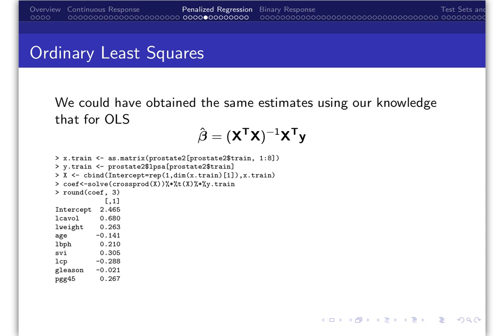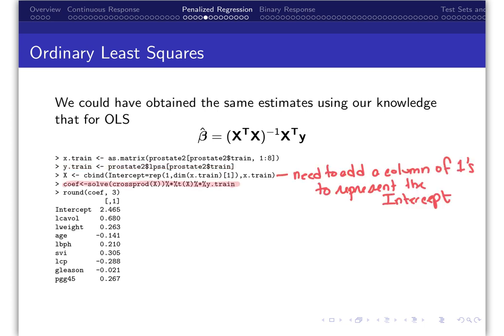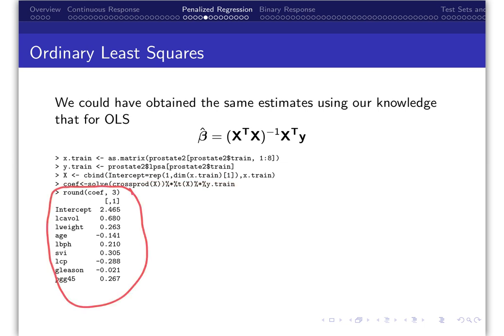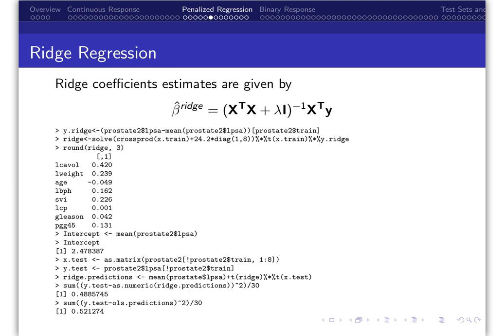Here is the code where we want to extract the X matrix for the subjects for whom train is equal to true, and extract the Y response vector for the subjects for whom train is equal to true. And then we can perform the matrix calculation to estimate our coefficients. These estimates are equivalent to those from the previous slide, which were obtained using the LM function.